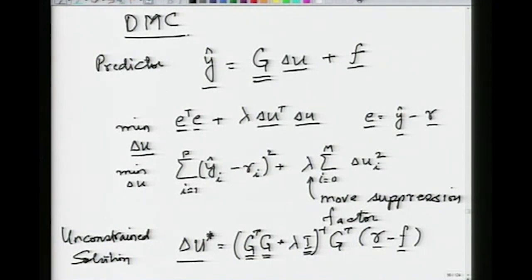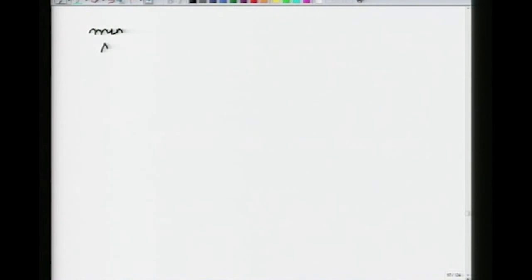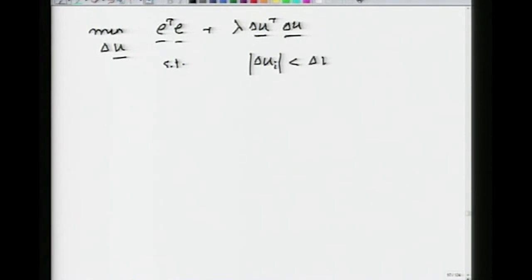Of course, there are always constraints, and two of the most common constraints in any loop would be as follows. I want to minimize over delta u the vector E transpose E plus lambda times delta U transpose delta U, okay, and subject to the most common constraints: the modulus of delta u, the maximum change in any of the elements, has to be less than delta u max. For example, in one sampling instant you can only move the valve, let us say, by 2% or 5%. You cannot expect the valve to go from 0% to 100%, okay.